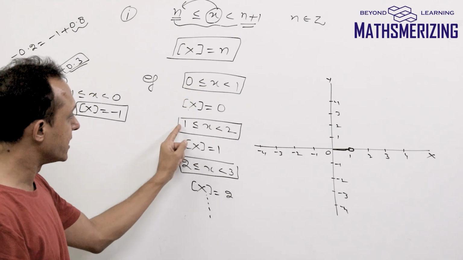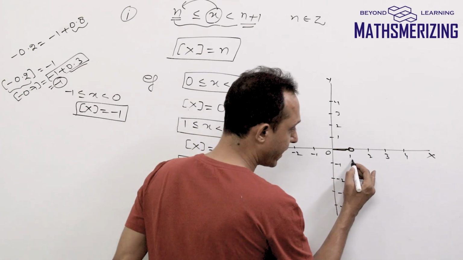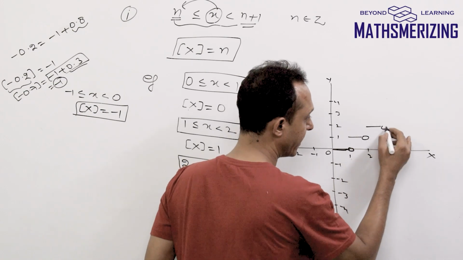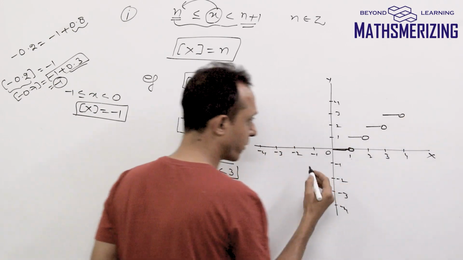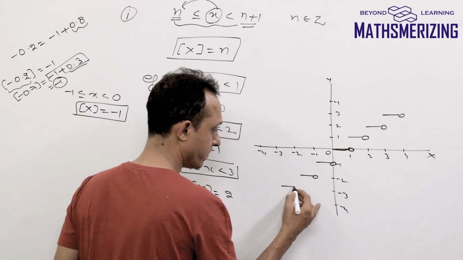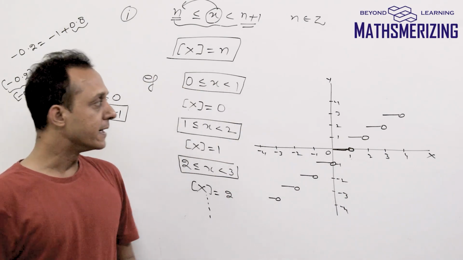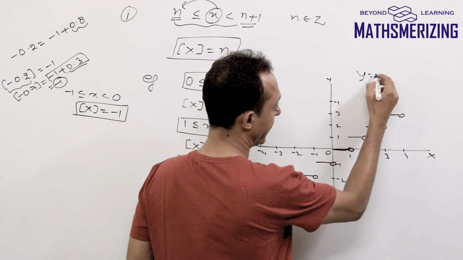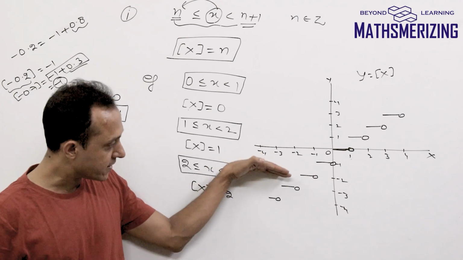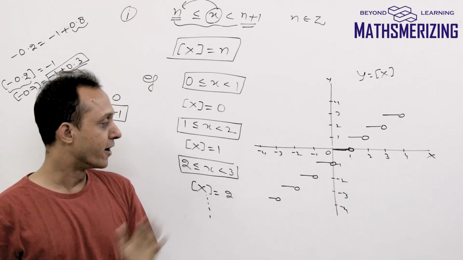In the same way, when x lies between 1 and 2, its greatest integral function is 1. So between 1 and 2, the value is simply 1. Between 2 and 3, it is 2. Between 3 and 4, it is 3. Between -1 and 0, -1, -2, -3, and -4. So that is the graph of greatest integral function of x. So this is y equals greatest integral function of x, and it looks like a series of steps, and that is the reason it is also called a step function.